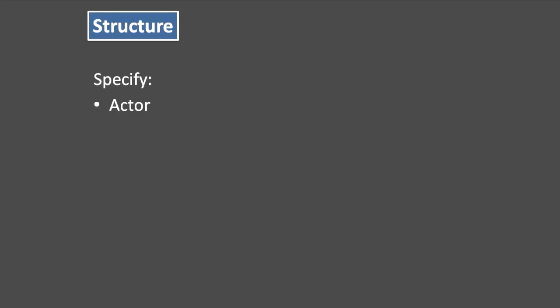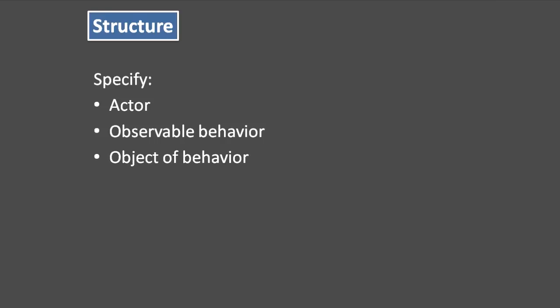Now, the structure of a learning outcome is important. There are certain things that we absolutely want to specify in a learning outcome. It will have an actor, generally that will be the student. It will have an observable behavior, so that's usually what you're asking them to do. That's your verb typically. An object of the behavior, so that's the object generally of the verb.